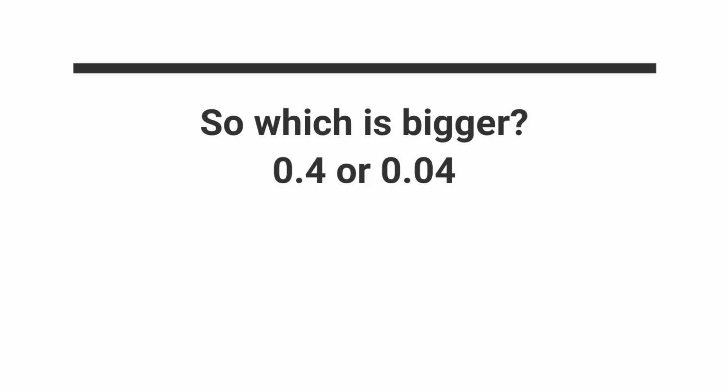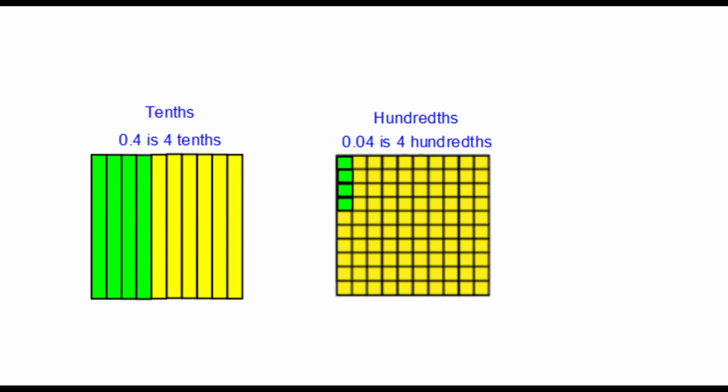For this problem, I want to compare two values. Which is bigger, 0.4 or 0.04? Well, what I'm going to need to do is look at that place value. Let's illustrate the place value of these two amounts and see what they look like. On the left, you can see 0.4. That 4 is in the tenths place because it's directly to the right of the decimal point. So that would be 4 of those tenths shaded in.